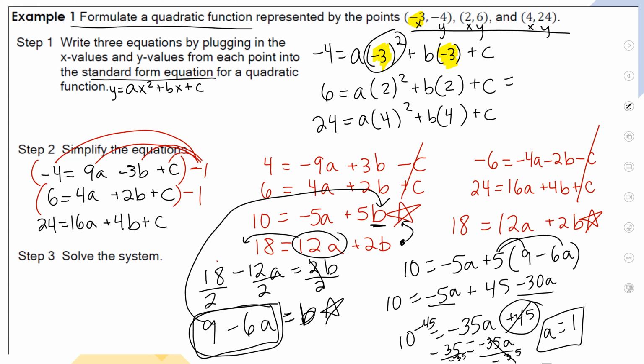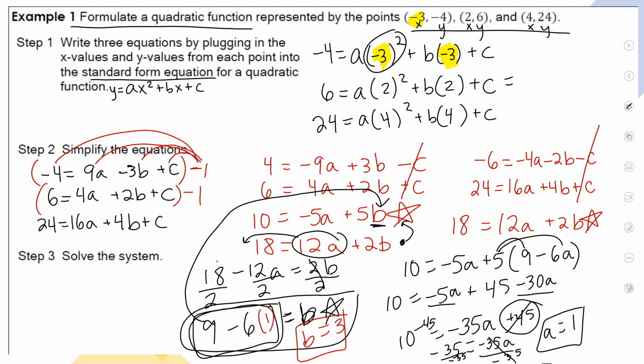What should I do now? Plug it into which, we have so many equations, which one? Minus 5a. You can. What else could you do? This one right here? Okay, let's use this one. Okay, so I'm going to erase this a down here, and I'm going to plug in a 1 there. What's 9 minus 6? 3. Okay, so b is 3. So I found a, I found b.